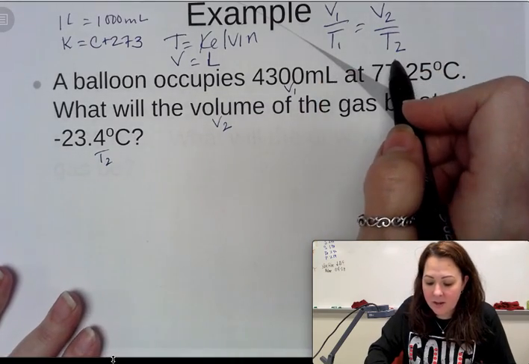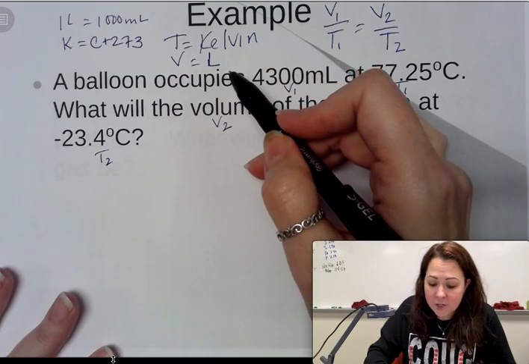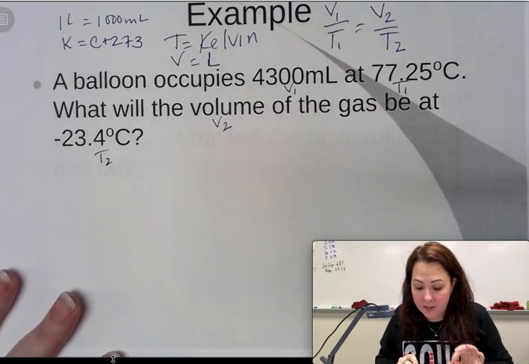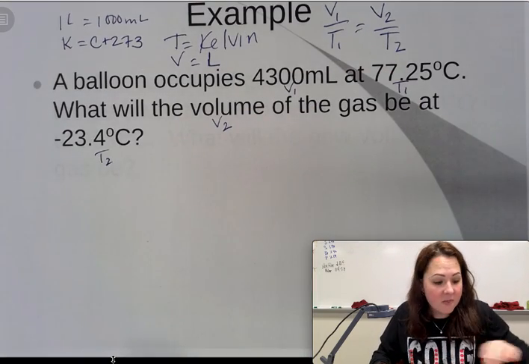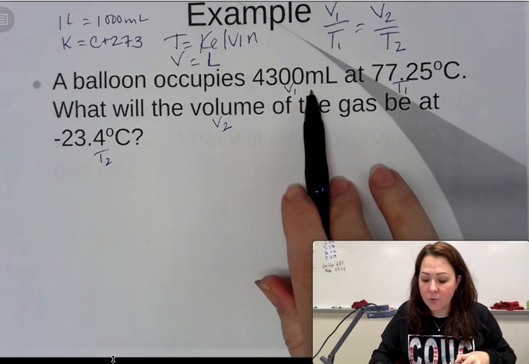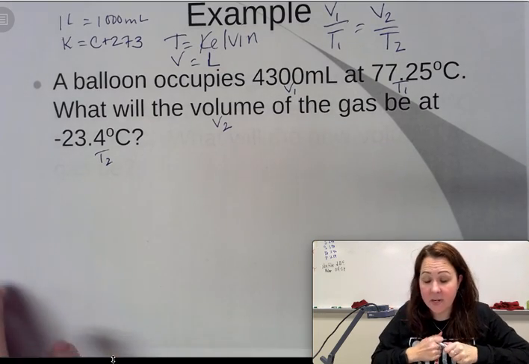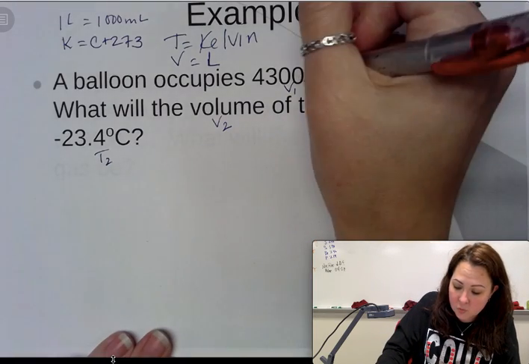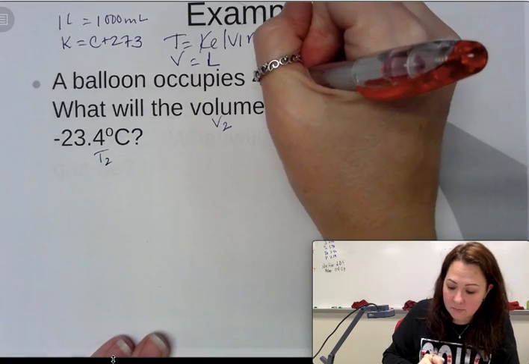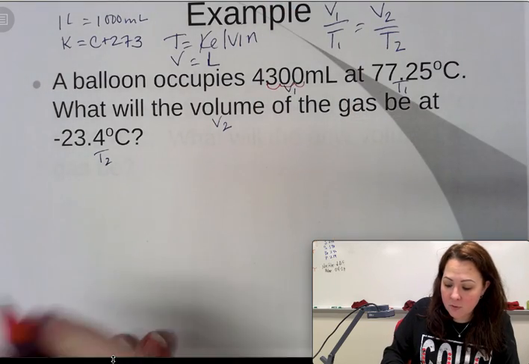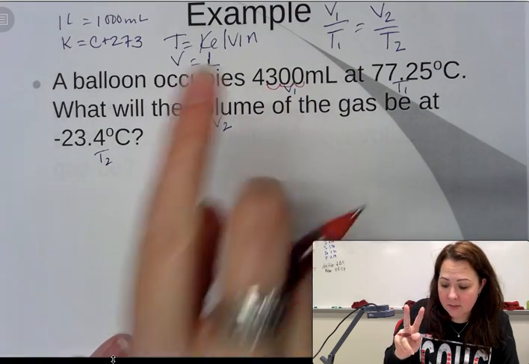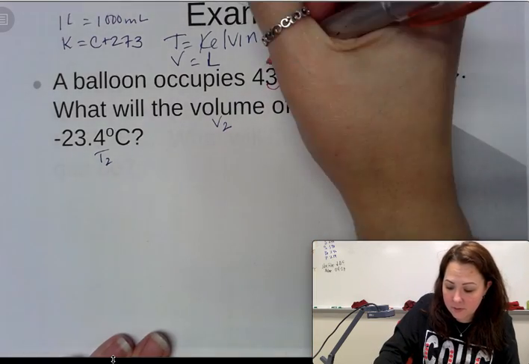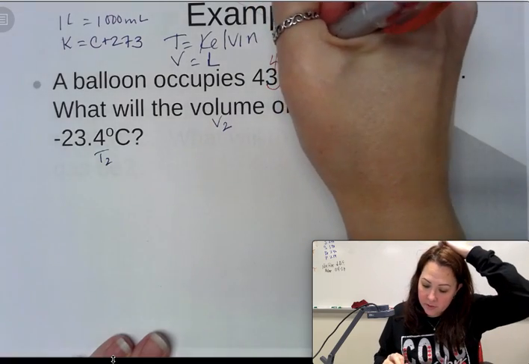I need to make sure that I have the correct units. When I check to make sure that I have the correct units, I have to have liters and I have to have Kelvin. This is milliliters. So in order to go from milliliters to liters, I need to divide by 1,000, or I'm going to move my decimal place 1, 2, 3 times. Before the move, I had 2 sig figs. So I need 2 sig figs here. So that's 4.3 liters.